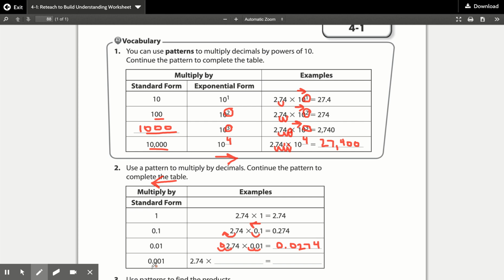Now I'm doing 0.001, so it's going to be 2.74 times 0.001. So again, I'm trying to figure out how many spots over I'm moving. So 1, 2, 3. So here I'm going to move my decimal over 1, 2, 3, and my empty spots turn into zeros. So my answer would be 0.00274. Let me know if you guys have any questions.